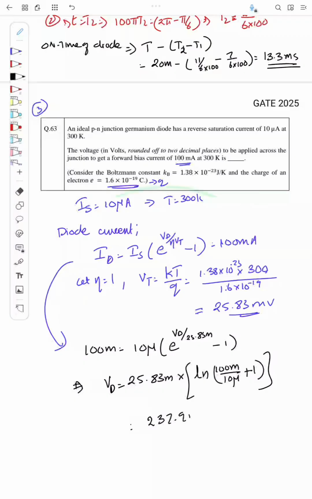Okay, so if we substitute this and reduce, we will get 237.9 millivolt. Or here it is given in volts, right? So it is 0.2379 volts. It's approximately equal to 0.24 volts. So you can write any value from 0.23 to 0.24, right? So it's like 0.237 volts, right? Yeah, thank you.